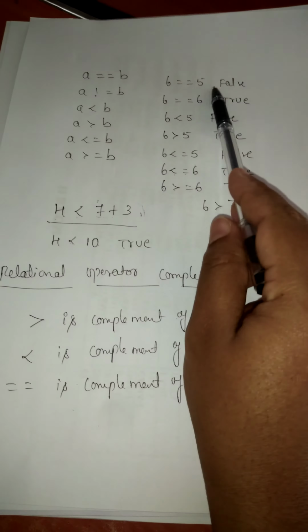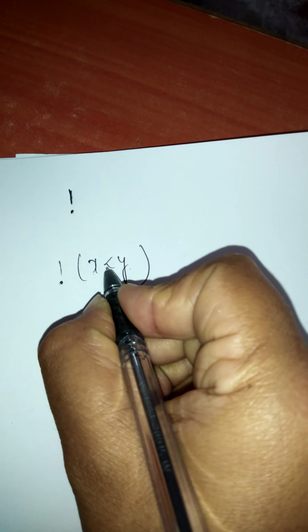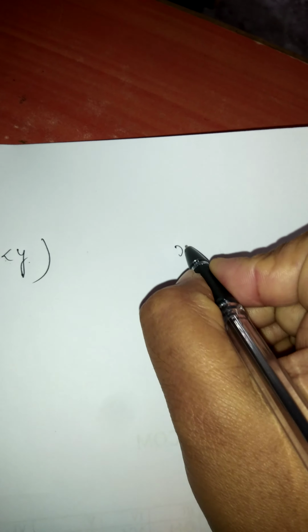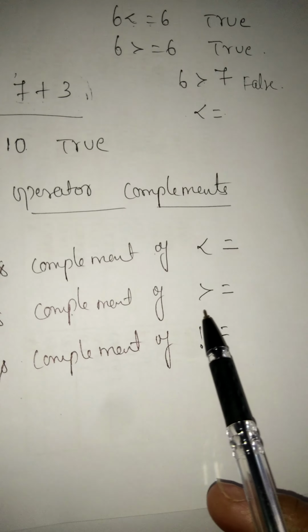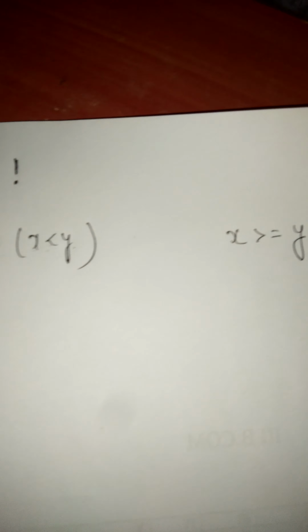And here we are going to write the complements. That is, the complement symbol is denoted by this, not. This is a complement symbol. So, not of x less than y, and it's a complement of x less than y. Less than, the complement is x greater than or equal to y. Less than is a complement of what? Greater than or equal to. So, complement of x less than y can be written as what? X greater than or equal to y.